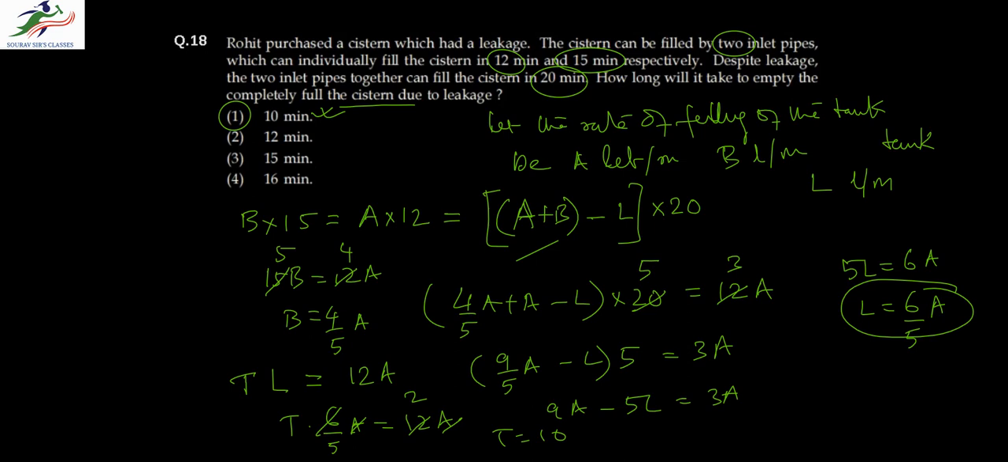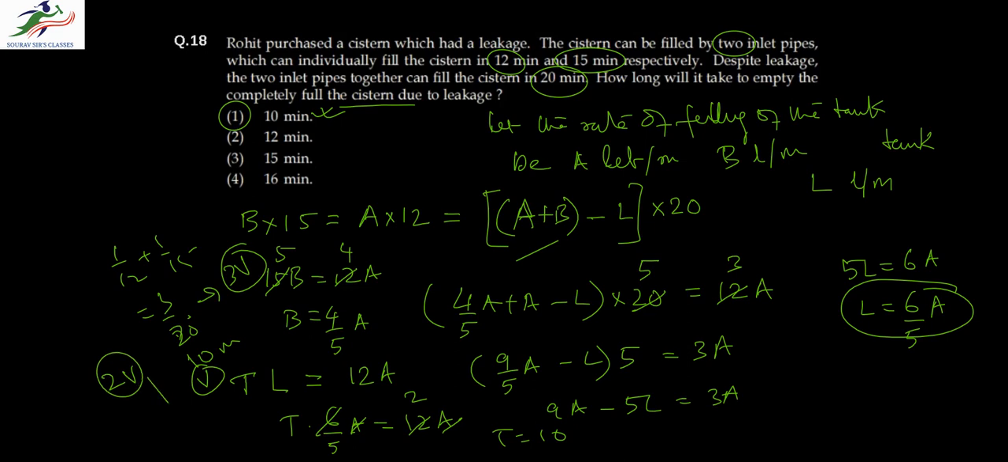So you see, in either way you can calculate the value, but if you do it with logic, then you don't have to go through any of these calculations. You can directly calculate 1 by 12 plus 1 by 15, which is 3 by 20, and in 20 minutes you can understand this will give you thrice the volume of the tank. But since only one volume is getting filled, twice the volume of the tank is getting removed in 20 minutes. So therefore in 10 minutes one volume of the tank will get emptied. So this is a very simple way of doing this kind of a problem.